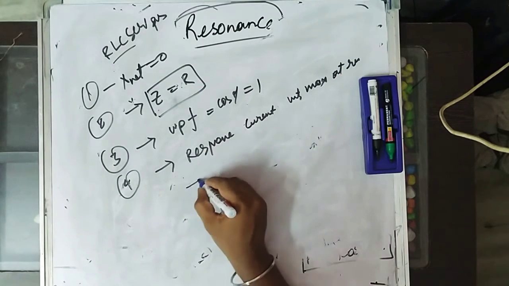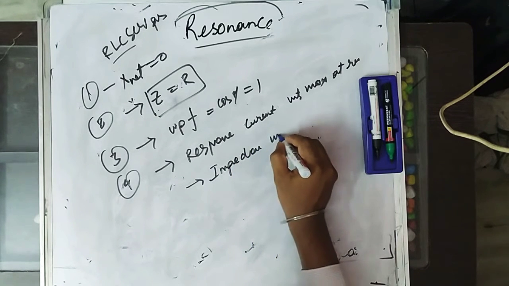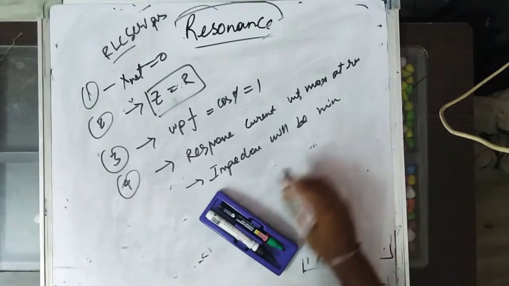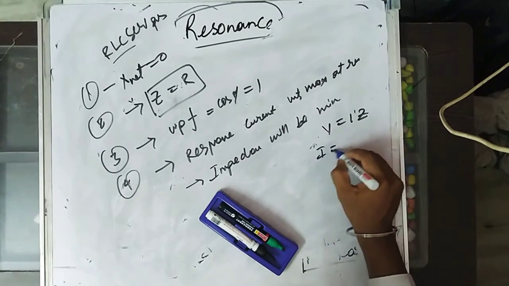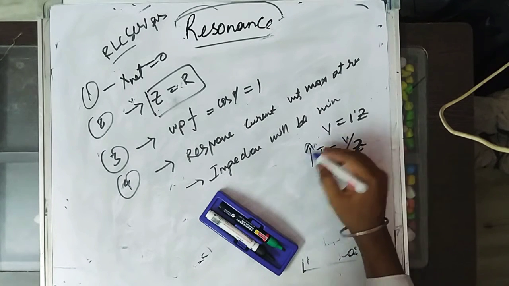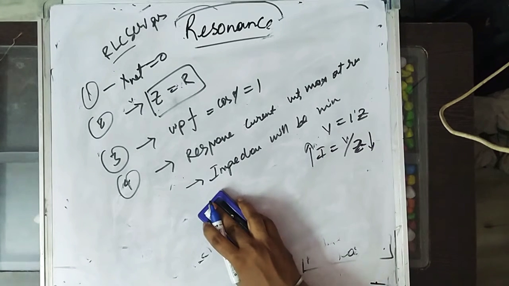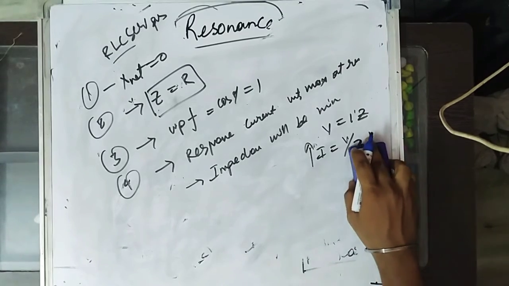That means ultimately the impedance will be minimum. By Ohm's law, V equals IZ, so I equals V by Z. If the current is maximum, then, since impedance is the inverse of current, the impedance will be minimum. So these are some abstractions from the resonance concept.